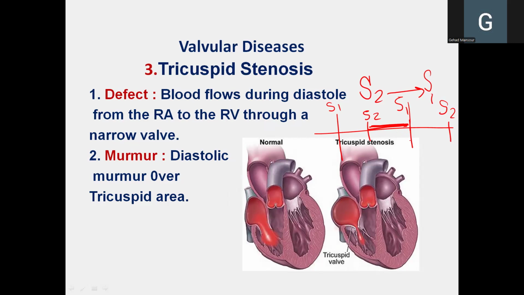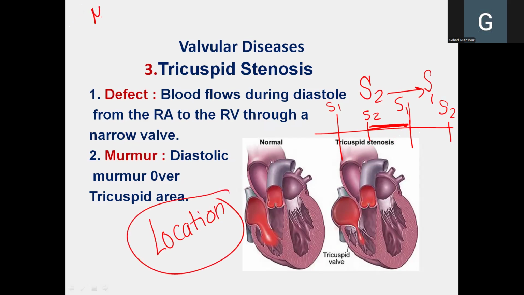So how can I differentiate between the two upon auscultation? Since both occur after S2 and before the next S1, it's only through their location where you can best hear them. So in case of mitral stenosis, you can best hear the murmur at the mitral area, at the apex, whereas in tricuspid stenosis, you can best hear it over the tricuspid area.